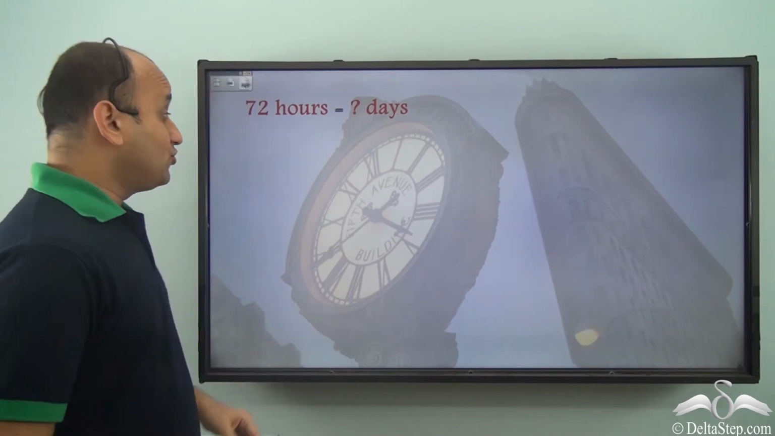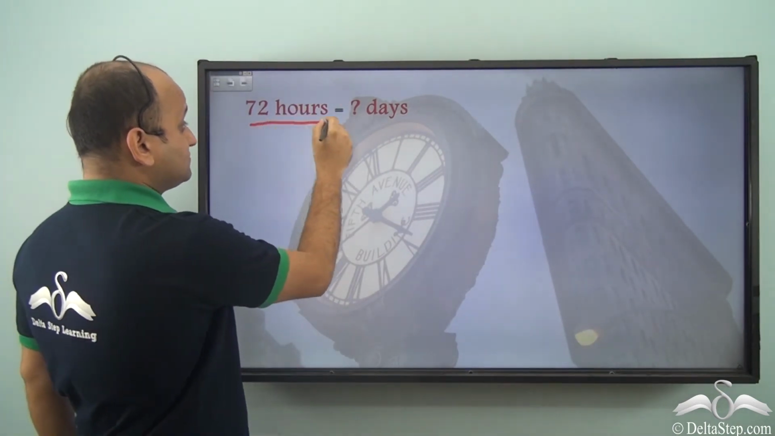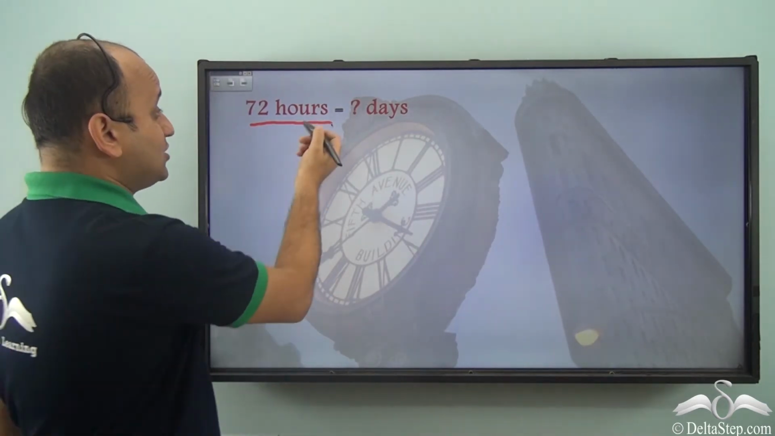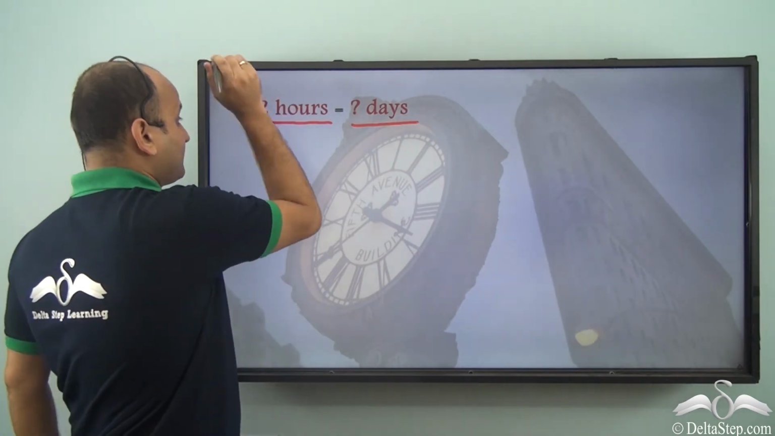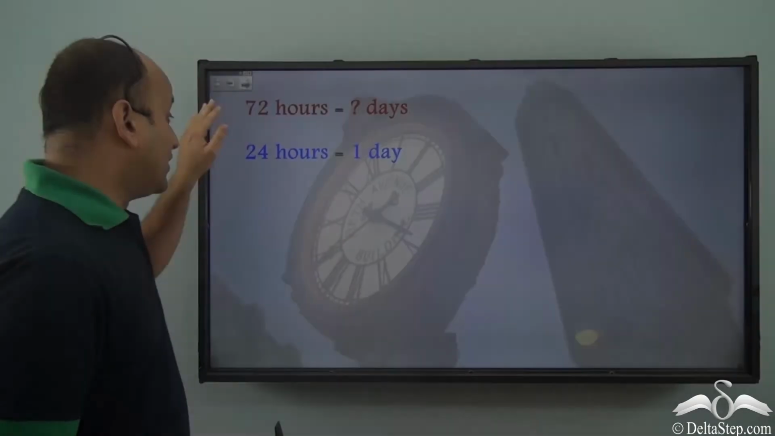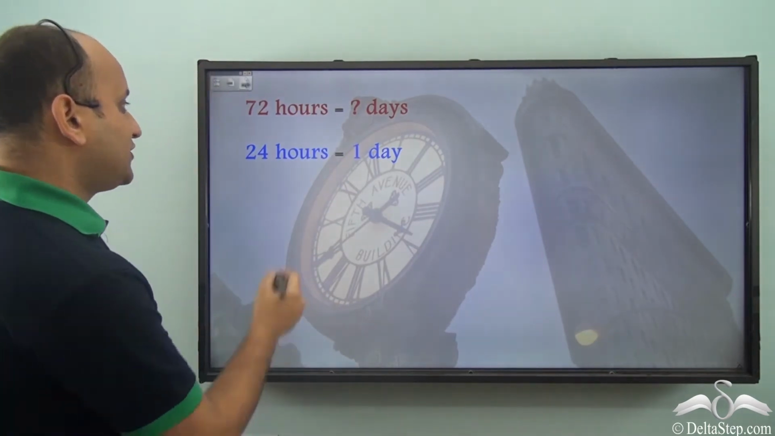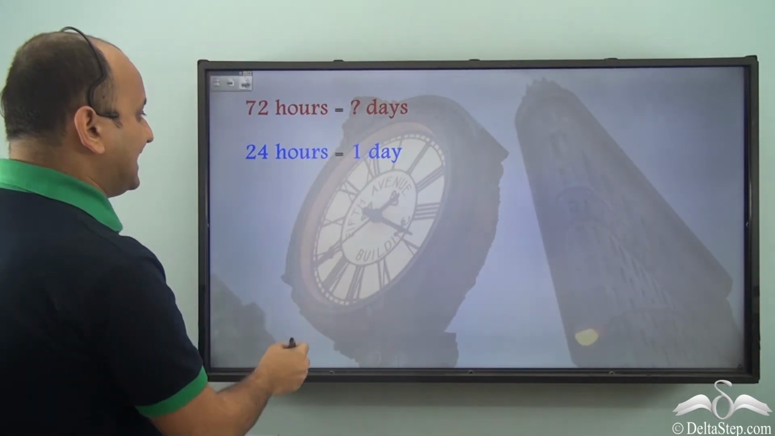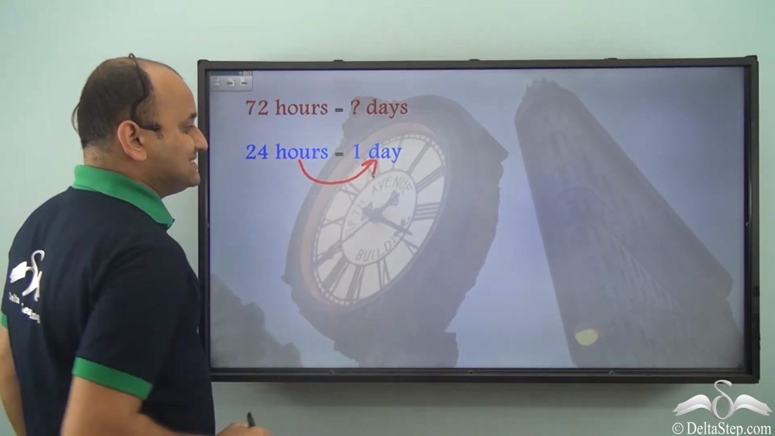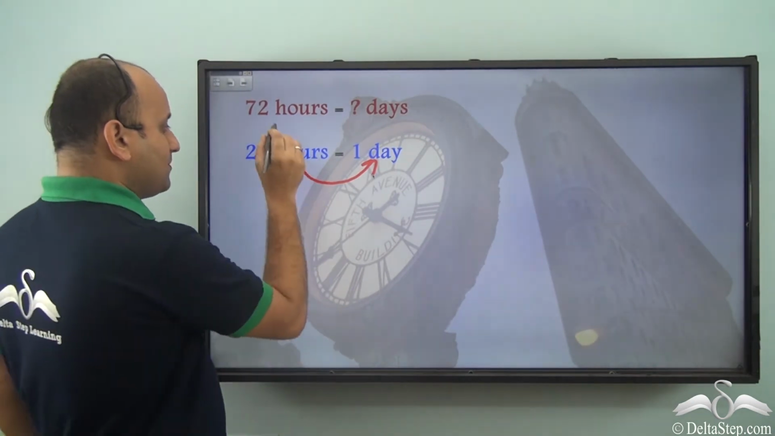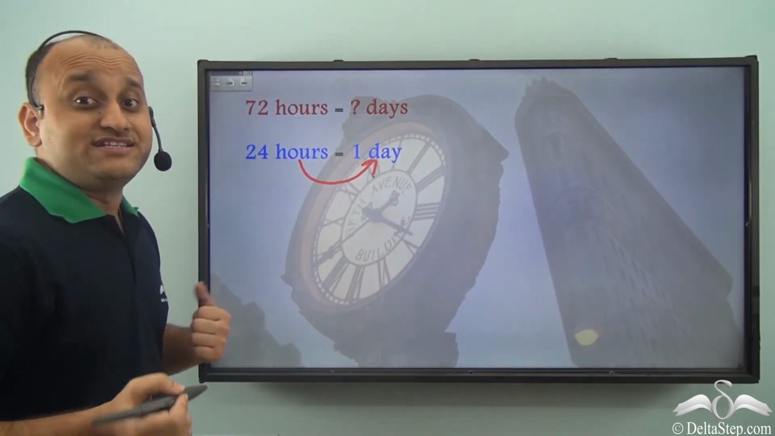Now what if you have to calculate the opposite? That is, you have 72 hours and you need to calculate it is equal to how many days. Again, we know the conversion, 24 hours is equal to 1 day. So you are converting from hours to day, that is from a smaller unit to a larger unit. So what do you do? You divide.